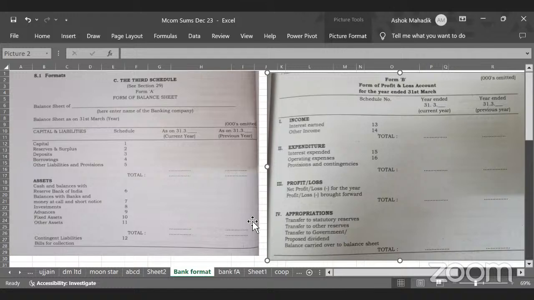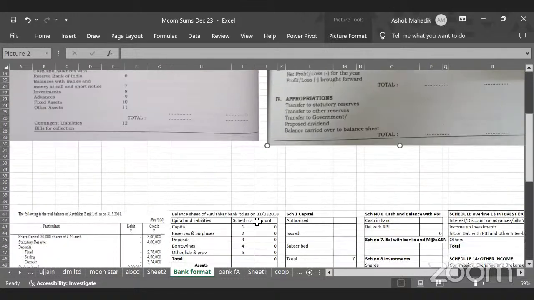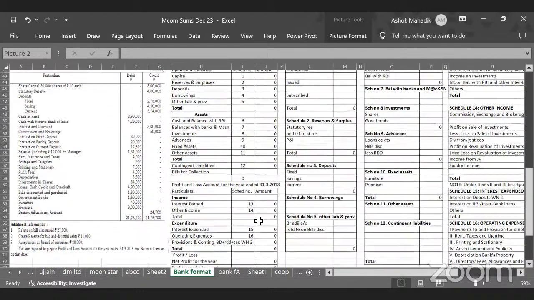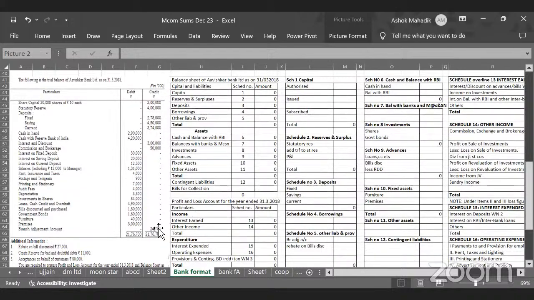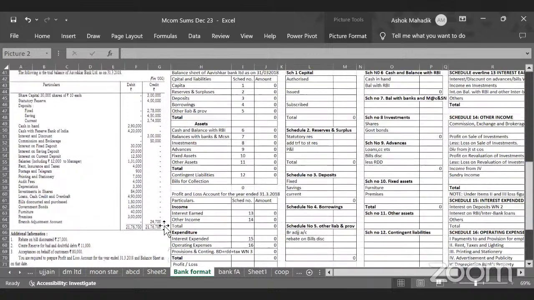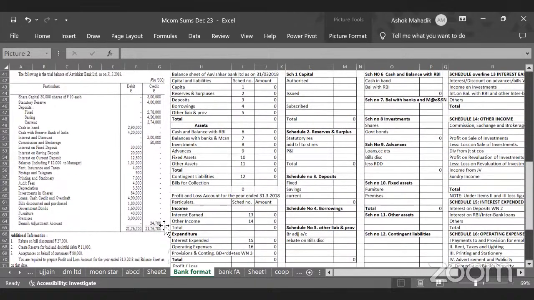So today, as I told you, we'll be doing one comprehensive sum. I have worked hard towards making the format concise so that you can see it. Now you can see we have a sum on the left hand side, and a trial balance is given.